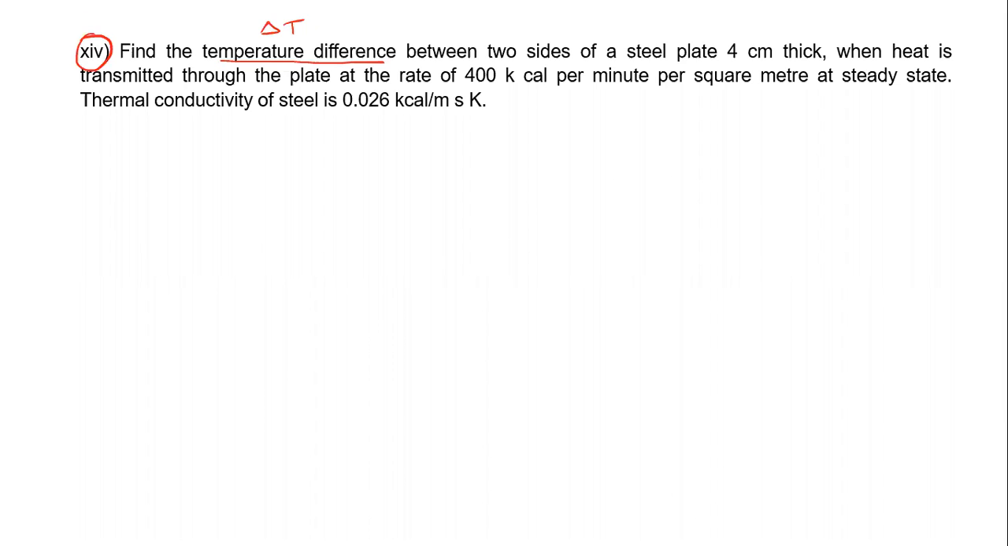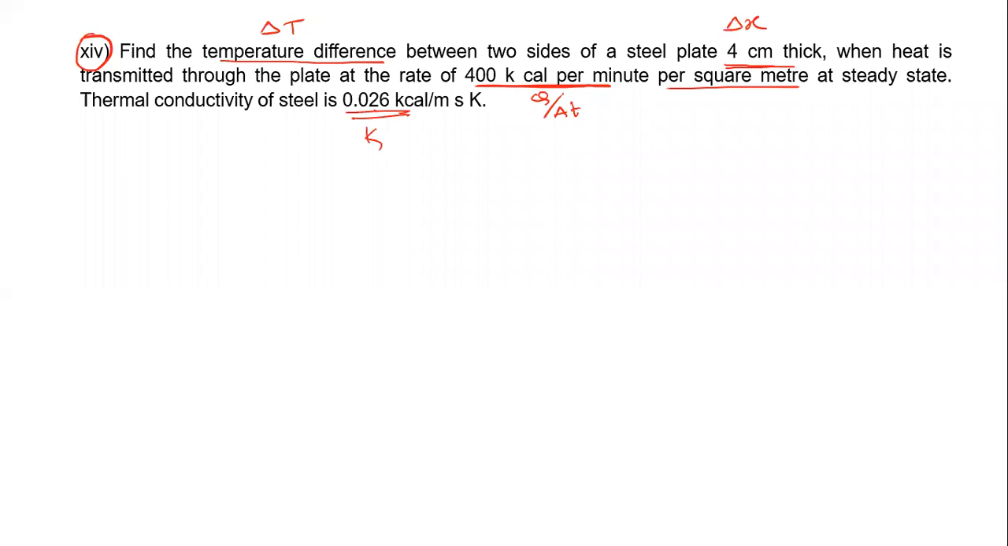Two sides of a steel plate, 4 centimeter thick, delta X is given. Heat is transmitted through the plate at the rate of 400 kilocalorie per minute per square meter, so Q upon A t is given, and thermal conductivity K is given.